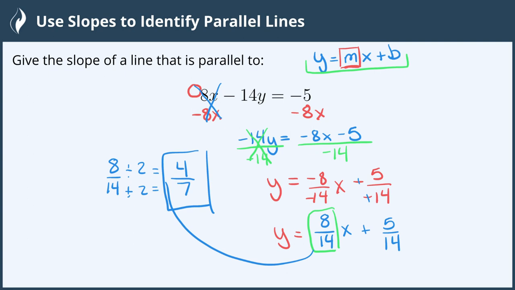We were asked to find the slope of the line that is parallel to our line. And because parallel lines have the exact same slope, the slope of our parallel line is also 4/7. And we're all done.